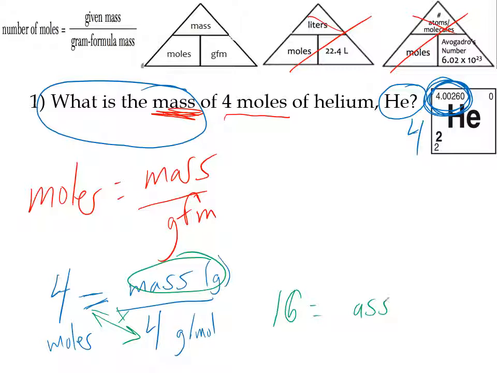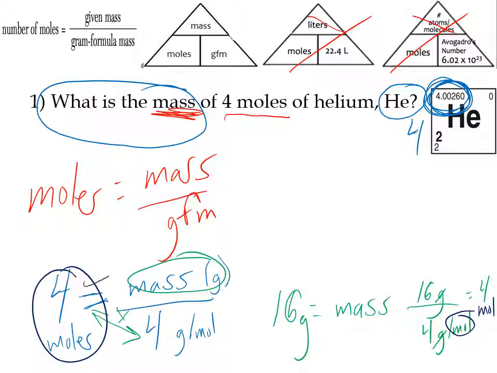The mass is equal to 16 grams. If you want to double check the math, you can just plug the numbers in. 16 grams divided by something that weighs 4 grams for every mole. 16 divided by 4 equals 4. These grams cancel each other out, and the unit of measurement you're left with right here is moles. So my answer ends up being 4 moles, which is exactly what I started with over here.